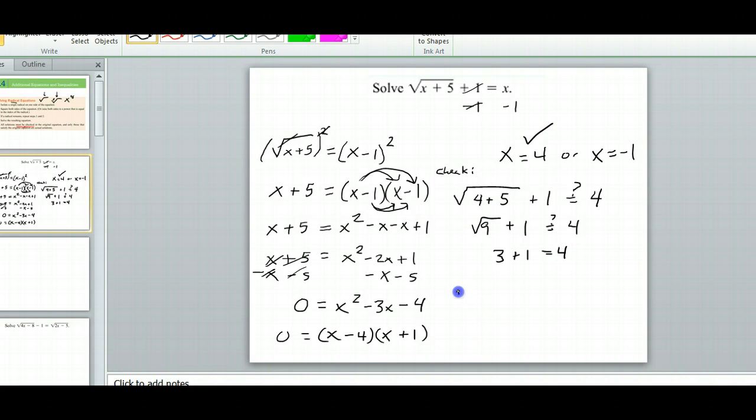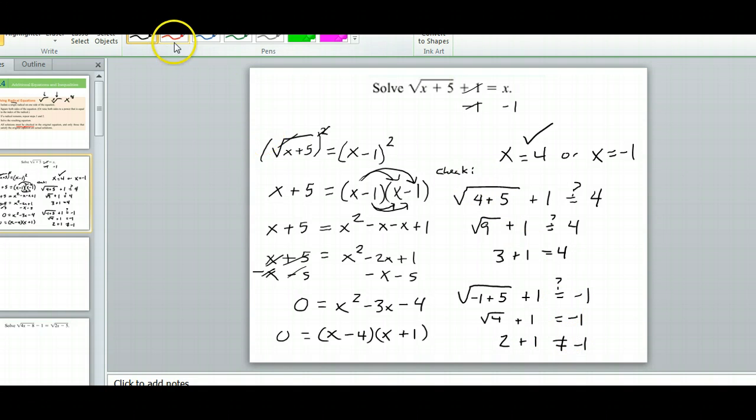Alright, now check the other one. I've got a negative 1 plus 5. We're taking that square root, adding 1, and then does that equal negative 1? Okay, negative 1 plus 5 is positive 4, plus 1, and as you can tell, this is not going to work. The square root of 4 is 2, plus 1 is 3, and that is not equal to negative 1. Okay, so only one of them worked, the other one did not work, so we throw it away. This is again what we call an extraneous solution.